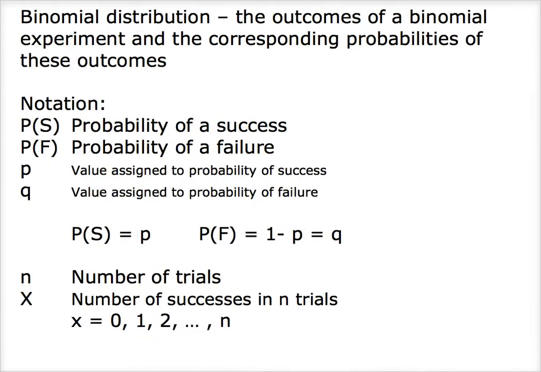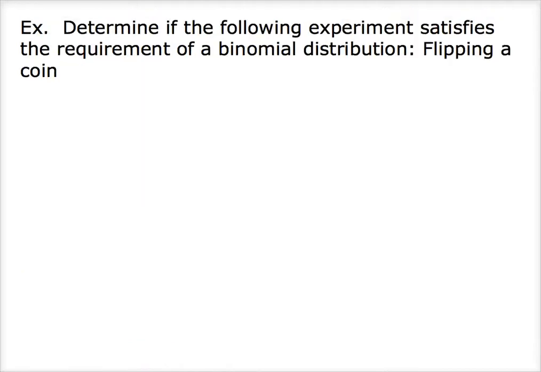A binomial distribution gives the outcomes of a binomial experiment and the corresponding probabilities of these outcomes. We use the following notation. P of S is the probability of success, P of F the probability of a failure, and we will use p and q to represent the assigned values for the probability of success and failure respectively. N represents the number of trials, and X represents the number of successes in n trials. So X equals 0, 1, 2, all the way up to n.